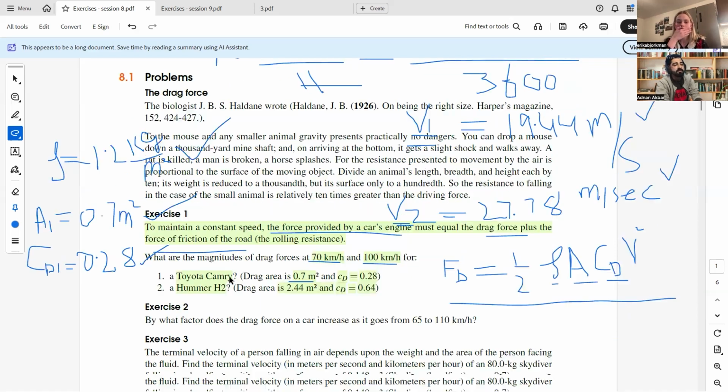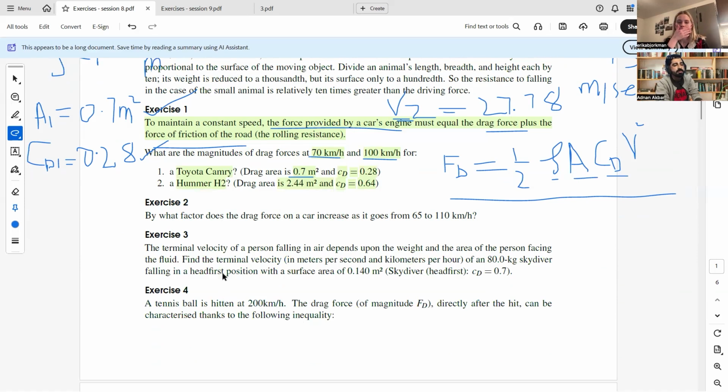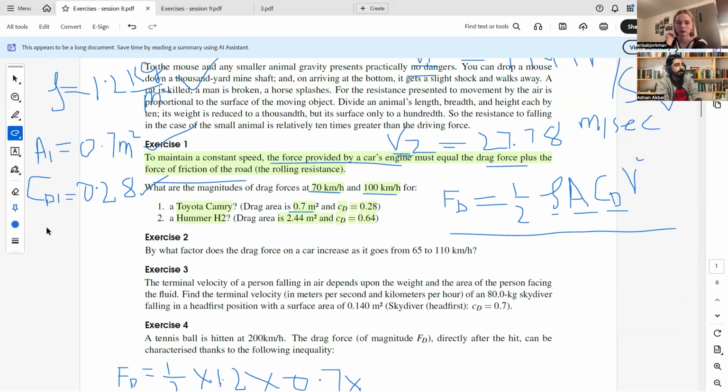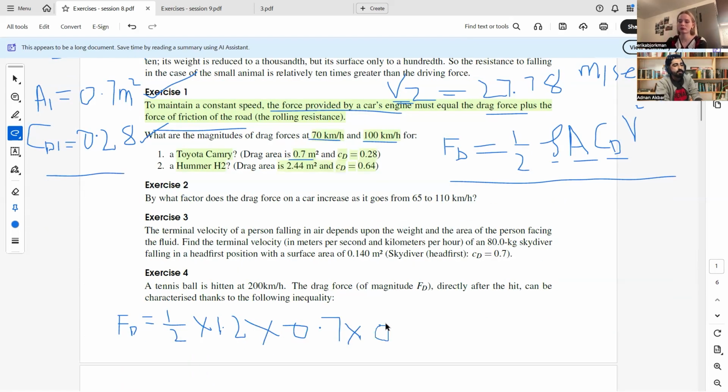So by using the formula, we need to measure the drag force for both cases. For example, for the first velocity V1, we are finding the drag force. So let us replace the values: 1 by 2 multiplied by density, 1.2, multiplied by area, 0.7, multiplied by CD, a constant, that is 0.28. And the last factor is the velocity, and as we are using the first velocity, we need to write V1 here.